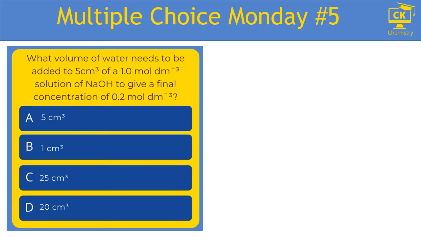So, how did you get on? The correct answer was D this time, 20 centimeters cubed. Okay, let's see how we can calculate this.